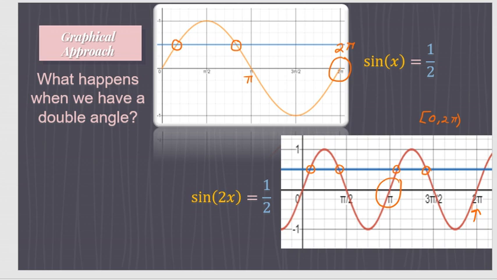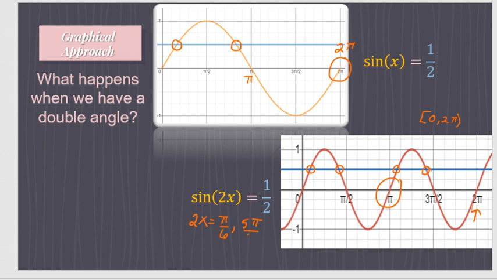Now the way that we're going to do this is, notice that when we're at 1/2, if you use the unit circle, sine of 1/2, I've got my unit circle handy, is going to be at pi over 6 and 5 pi over 6. So that means 2x is equal to pi over 6 and 5 pi over 6.